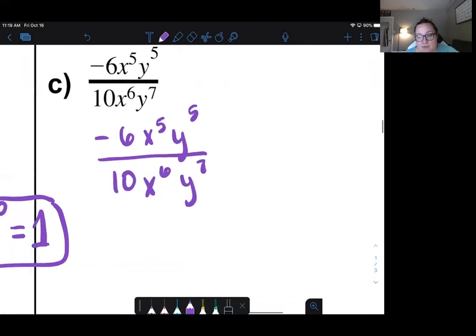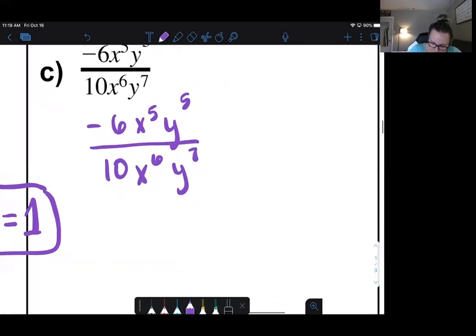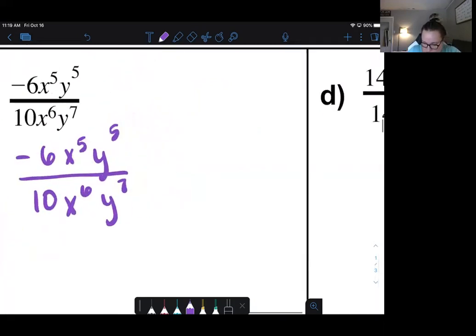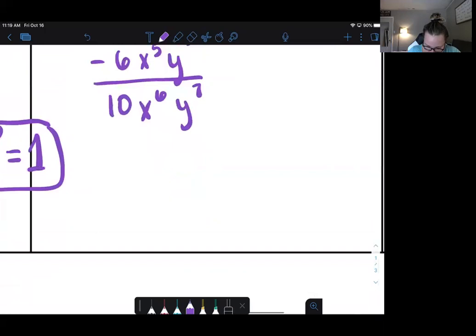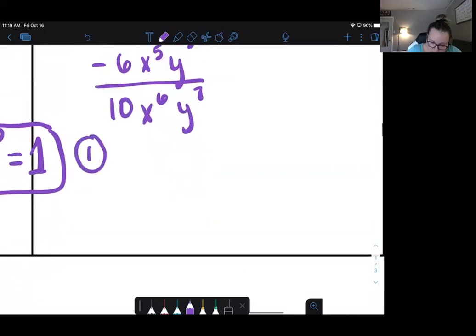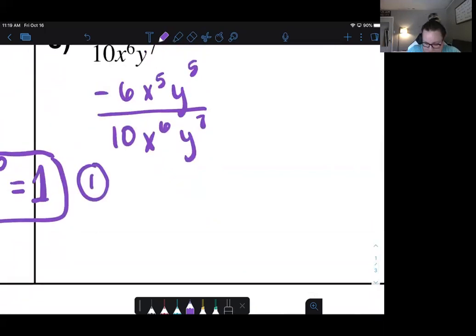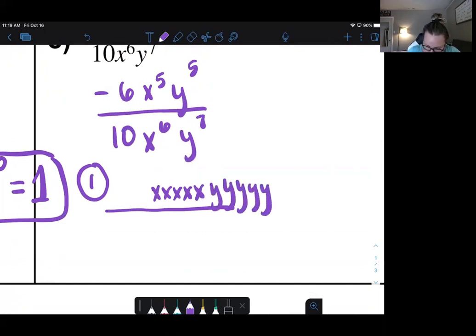So there's a couple ways we can go about this. Let me do method 1. So x to the 5th is really x times itself 5 times. Y to the 5th is y times itself 5 times. And then x to the 6th. And then y to the 7th.